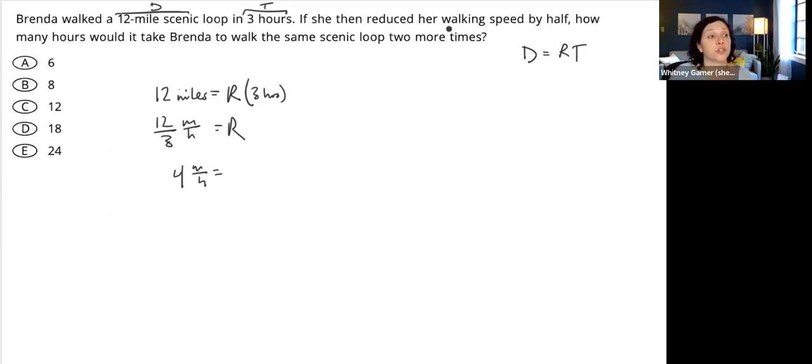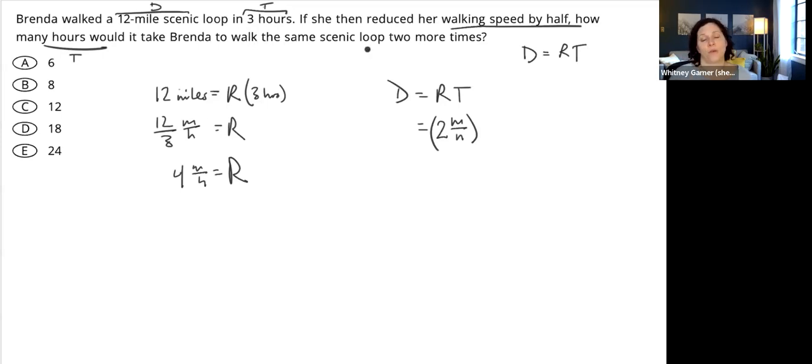Now, if she reduces her speed by half, now we have to think about this for a minute, reduces her speed by half. So instead of going 4 miles per hour, she's going to now go 2 miles per hour. So under my new distance equals rate time, she's going to go 2 miles per hour. And it says how many hours, that's my time, would it take her to walk the same loop twice? So 12 miles, 2 times, so 24 miles.